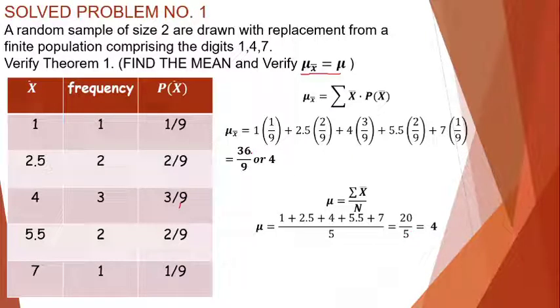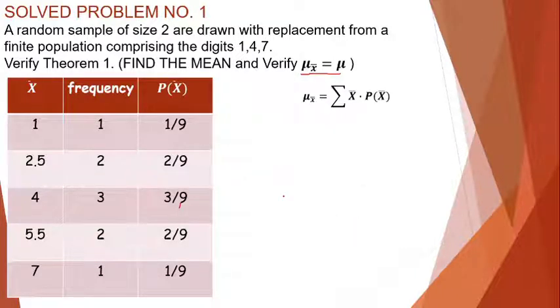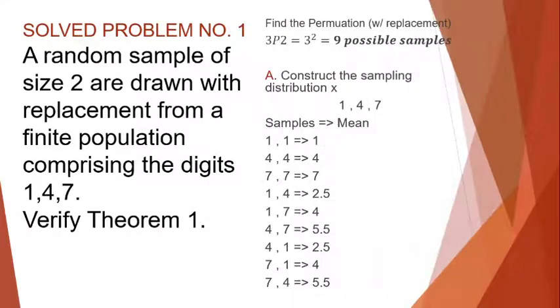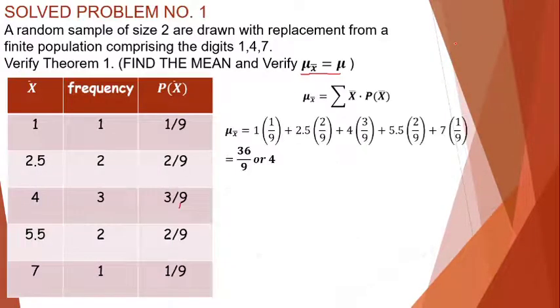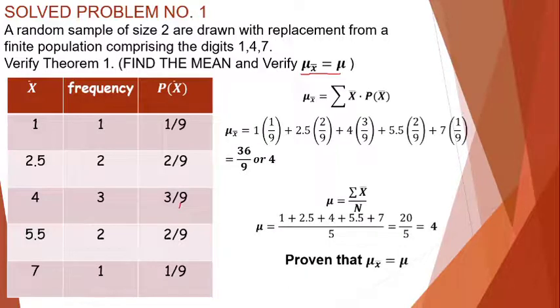Ganito, kapag meron kayong nakita na magkaiba ang sagot dito, isa lang ang ibig sabihin niya. May mali sa computation mo, or maaaring may mali ka din dito sa paglalagay mo ng samples. So you can go back to 0. Kaya please be careful sa paghahanap ng samples. So proven that the population mean of the sample mean is equal to the population mean.